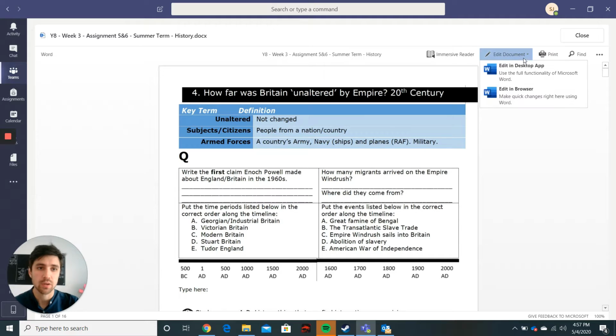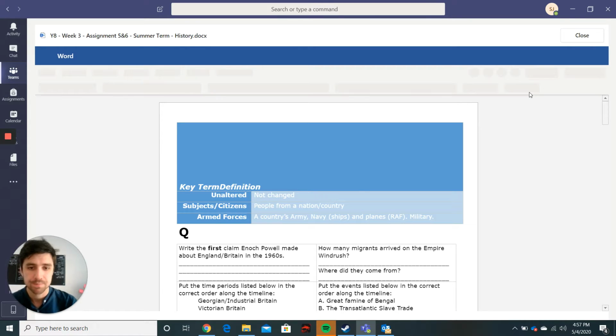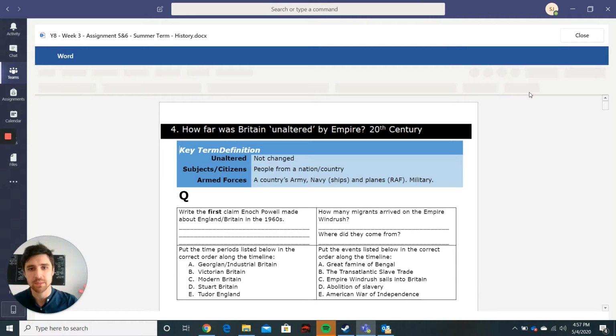And then as always, you're going to click on Edit Document. There's a couple of options. You can edit in desktop app. That means you're going to do it on your own laptop, then upload it afterwards, follow the video. You can print it off, do it at home, whichever way you're doing it, doesn't matter. But definitely the easiest is edit in browser. It will move things around, which is annoying, I know, but just deal with it. It's not that big an issue.